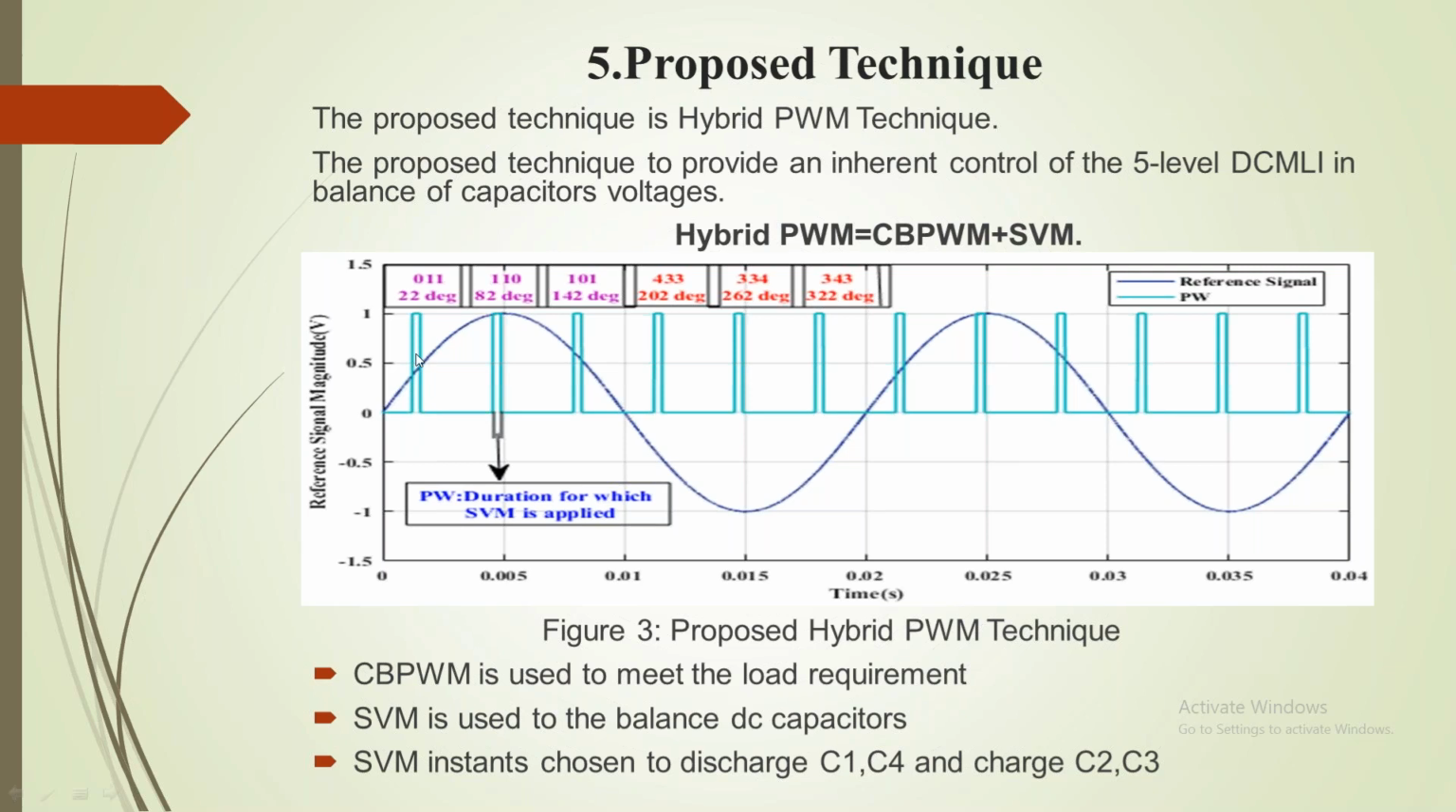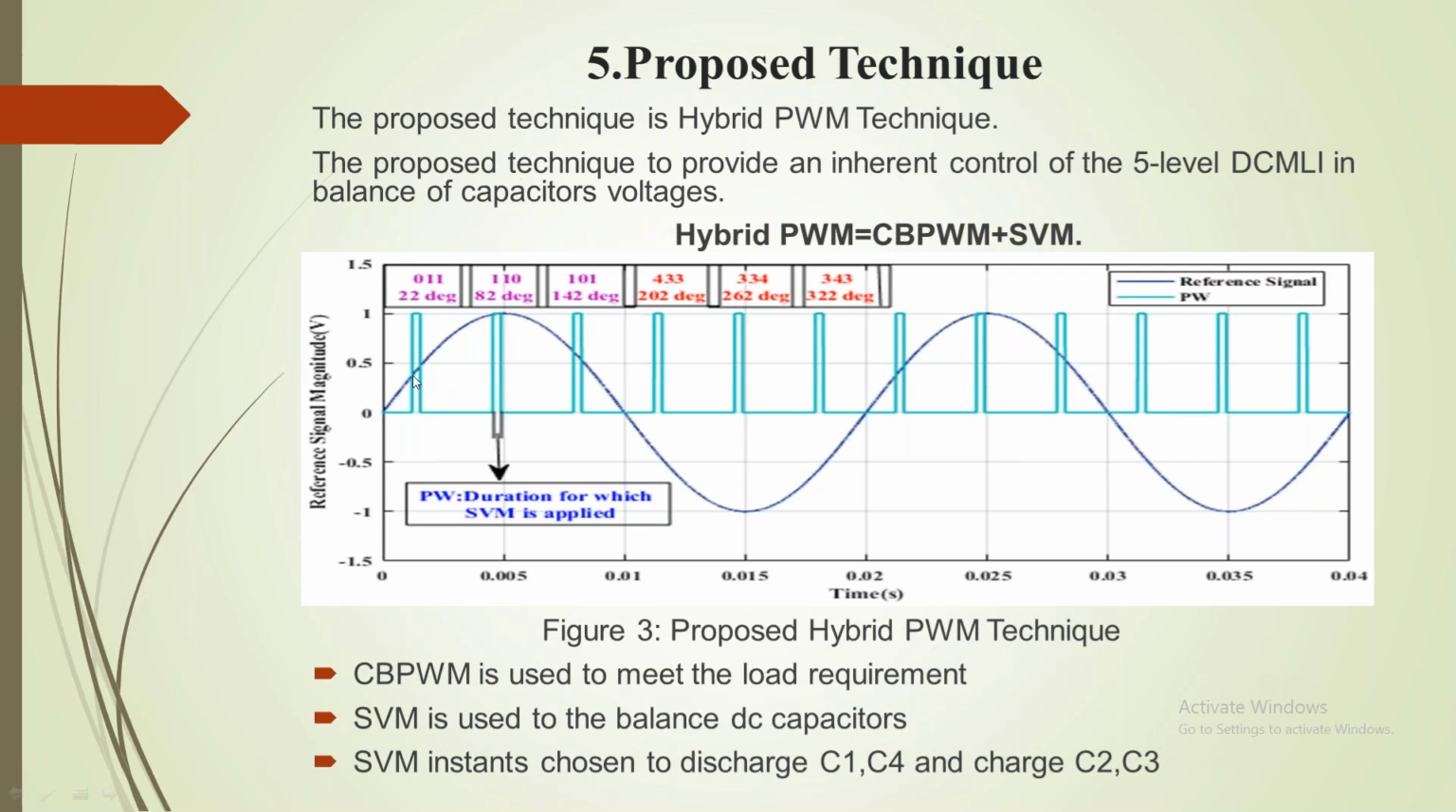states where the current flow direction is reversed. So to produce the same voltage level, what are the other redundant switching states available for the five level? We have identified such switching states, and instead of applying the actual switching state by sine PWM, we have applied the space vector PWM technique, which can reverse the current, but the output voltage will remain the same. Such switching states we have identified, and we applied them frequently.